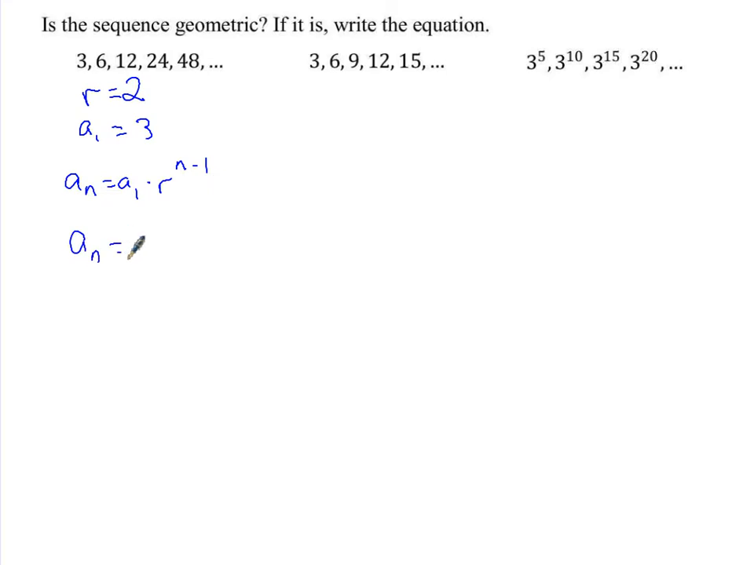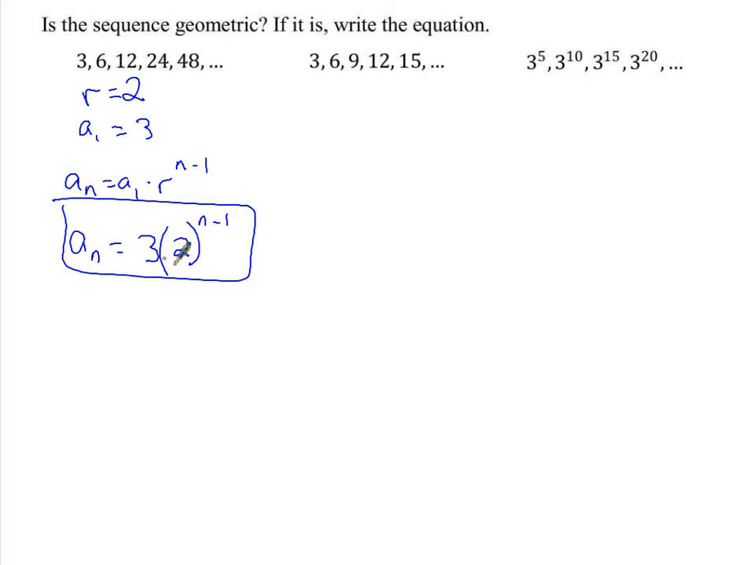A sub n equals 3 times r, which is 2, to the n minus 1 power. That's your equation. Now it's worth noting that order of operations tells me that I have to do exponents before I can multiply. So can I turn this into a 6? No. I have to leave this alone.